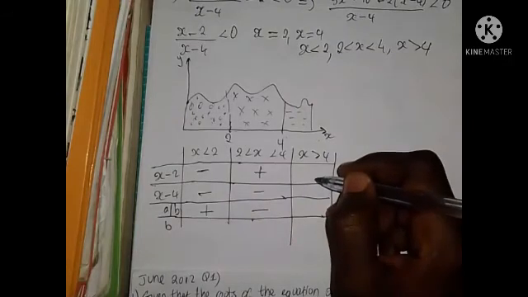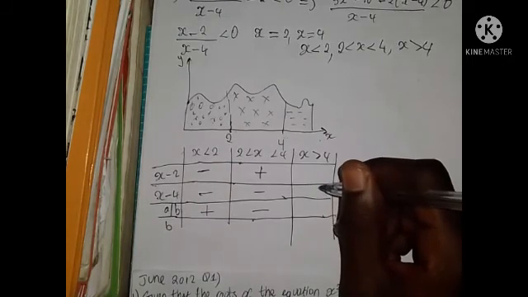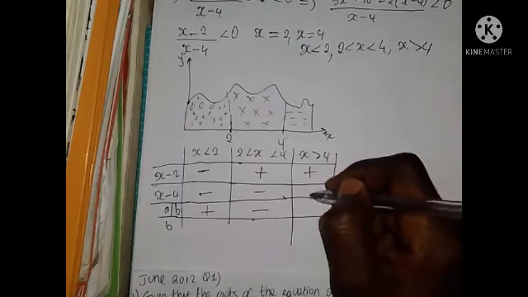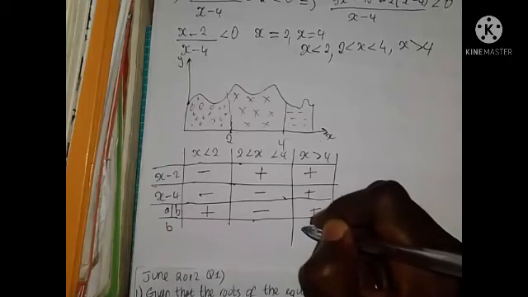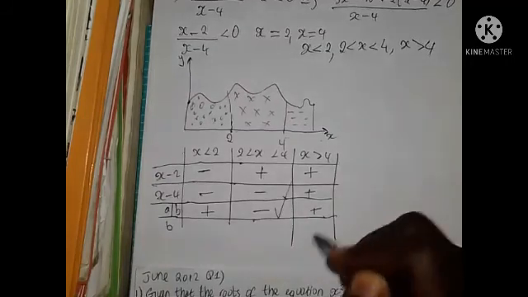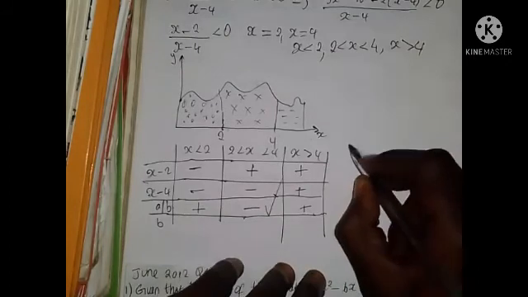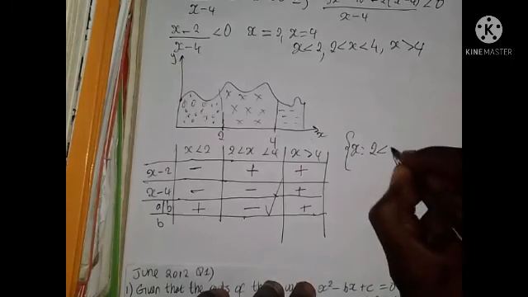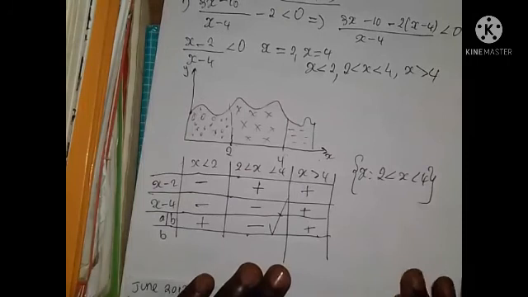Now coming to the last part, a number greater than 4. We could take 10. 10 minus 2 is 8, positive. 10 minus 4 is 6, positive. Positive divided by positive gives a positive. Now, the question says less than 0, so we take the negative values. So the range of values is 2 less than x less than 4. This is how you're going to present your answer.